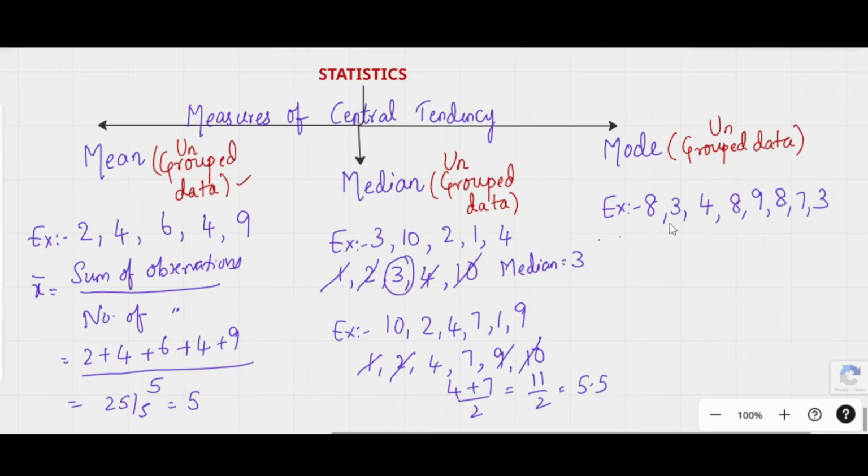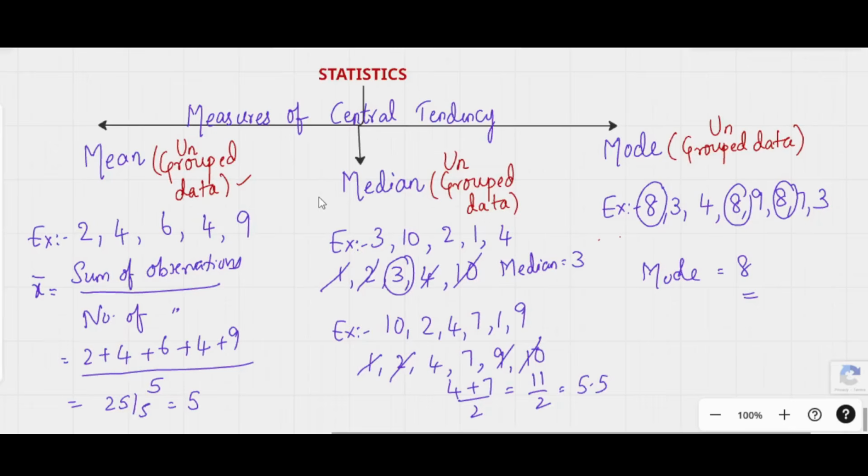Coming to the mode. Mode is the number which has been repeated the most number of times. You have to circle it. Here 8 is the commonly repeated observation. So here the mode is 8. So this is the way we solve mean, median, mode for ungrouped data.